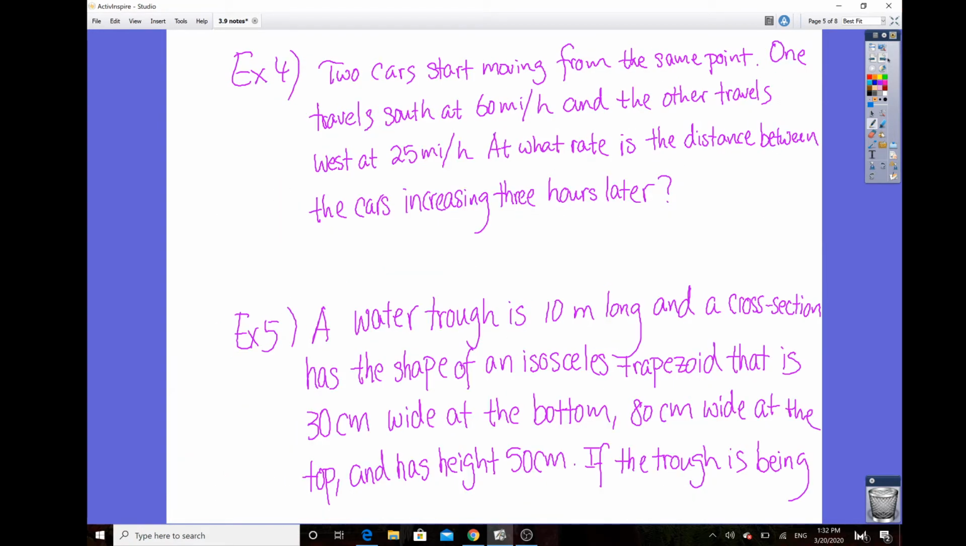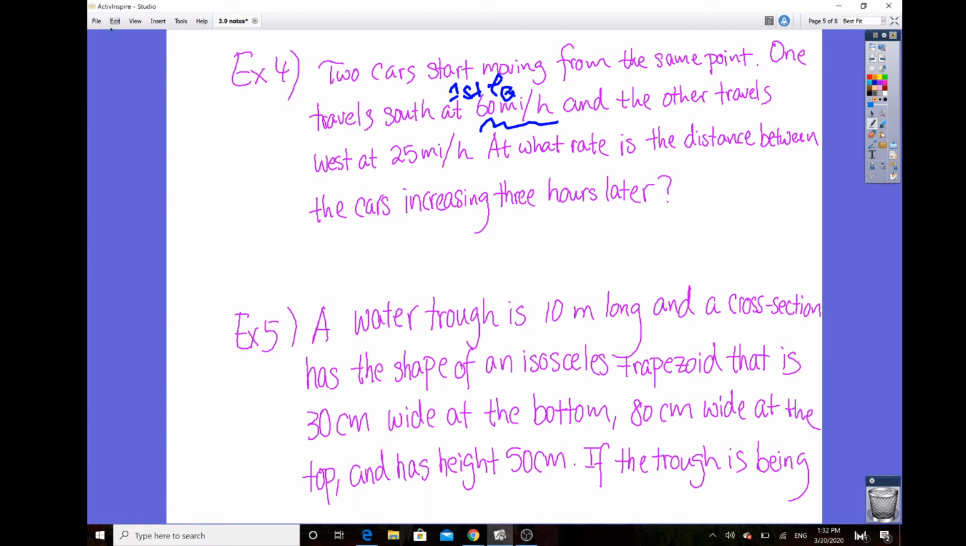Okay, let's see what I got for the next one. So here's example 4 and 5. Two cars start moving from the same position. One travels south at 60 miles per hour. Okay, 60 miles per hour for the first car. So that's just the velocity.